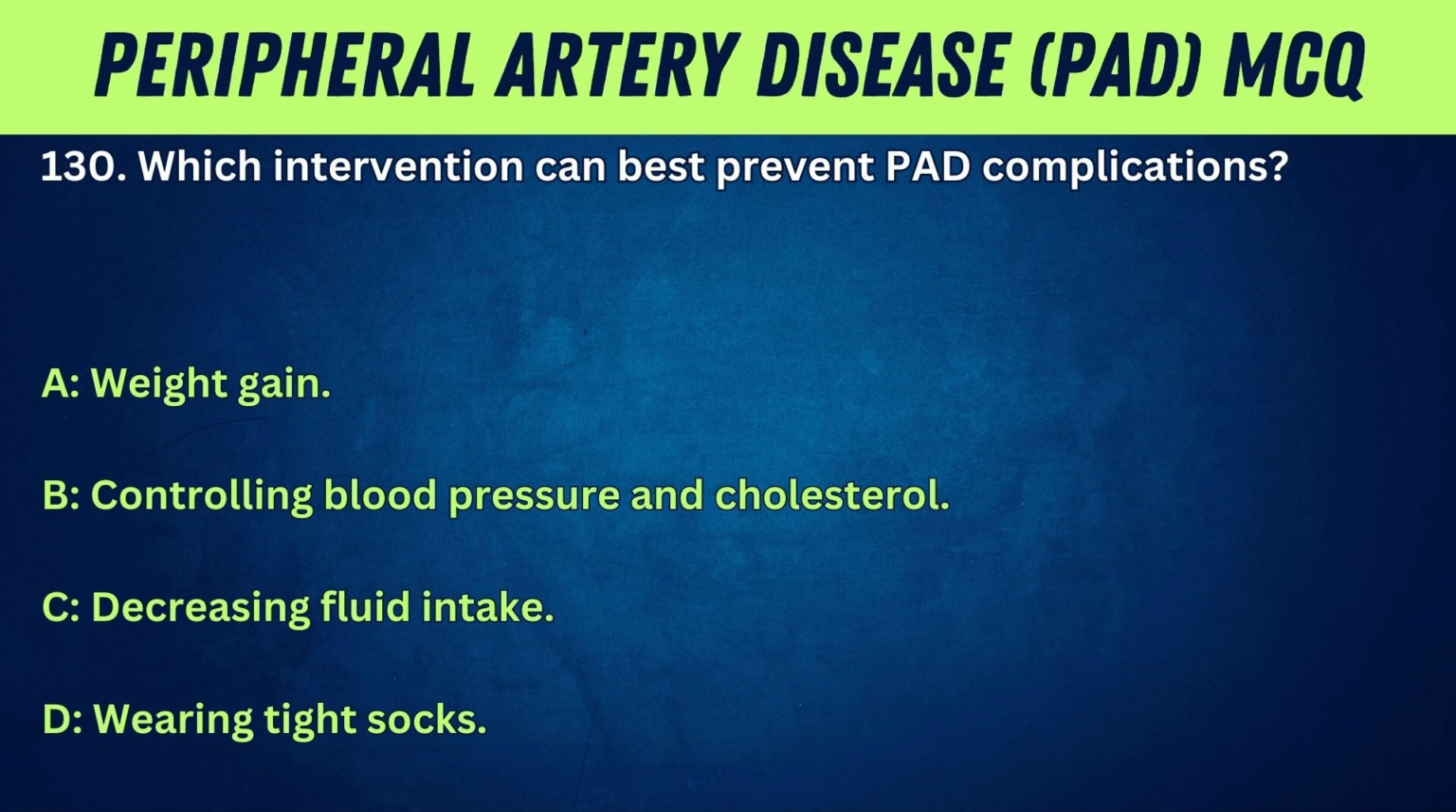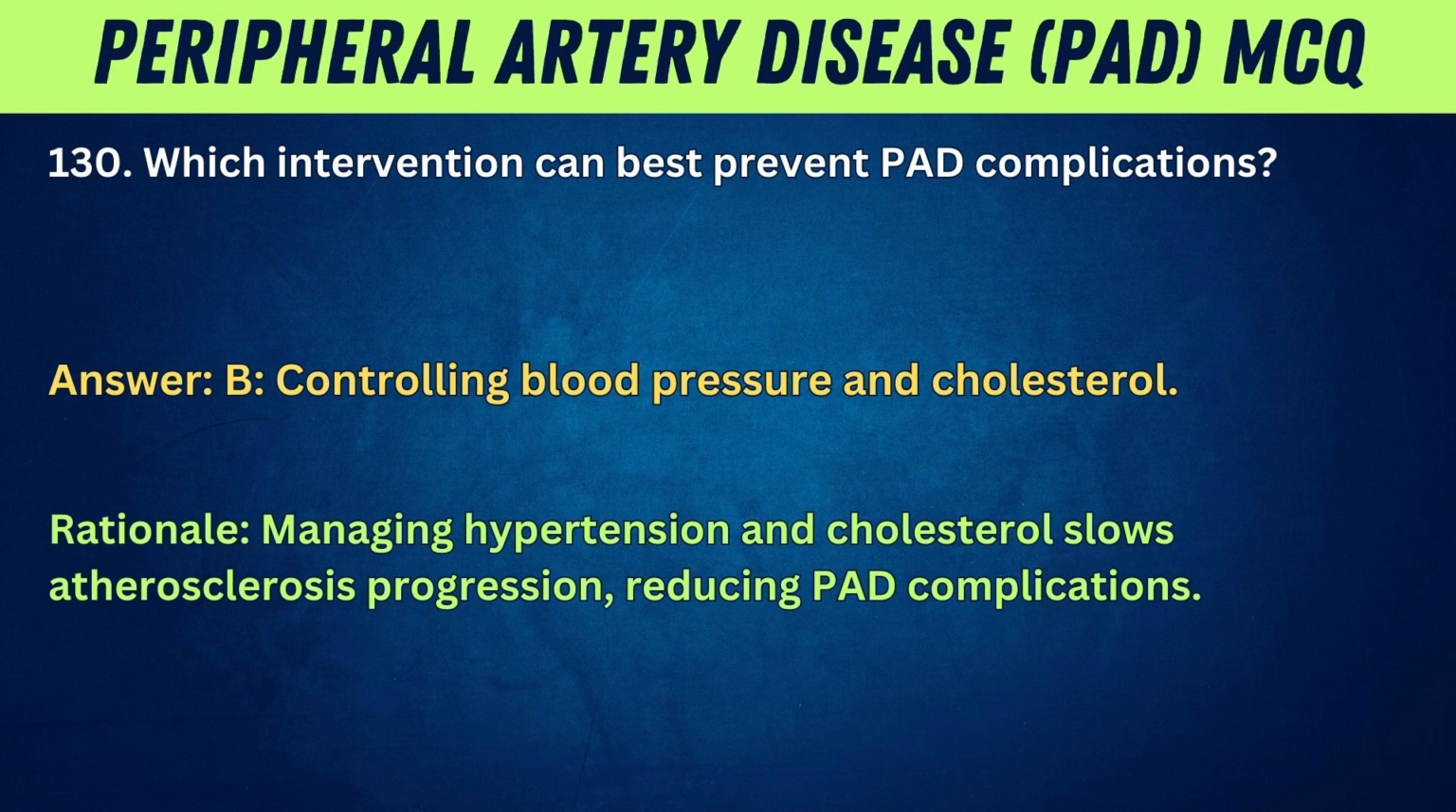130. Which intervention can best prevent PAD complications? A. Weight gain. B. Controlling blood pressure and cholesterol. C. Decreasing fluid intake. D. Wearing tight socks. Answer. B. Controlling blood pressure and cholesterol. Rationale. Managing hypertension and cholesterol slows atherosclerosis progression, reducing PAD complications.